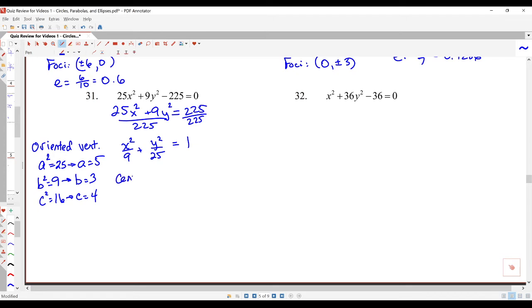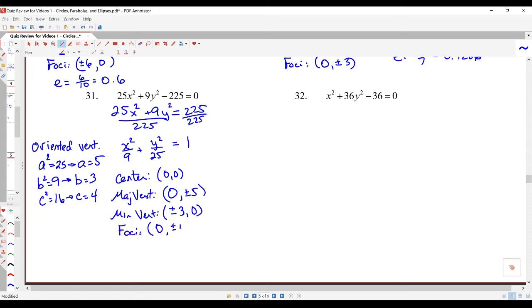All right, so our center at the origin again. Our major vertices are, because it's vertical, going to be up and down 5, so 0 plus or minus 5. Our minor vertices are going to be left and right 3. Foci on the major axis are going to be up and down 4. And our eccentricity is c over a, 0.8.